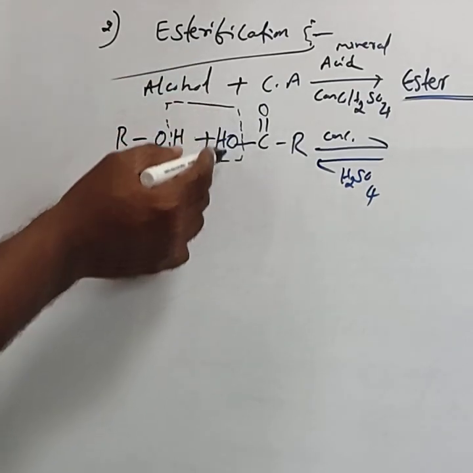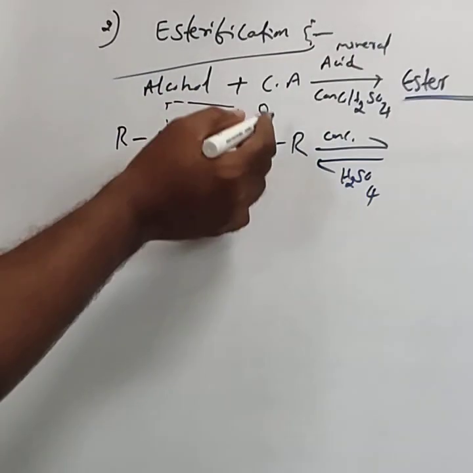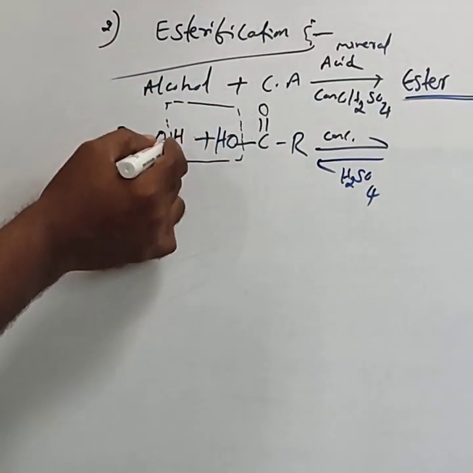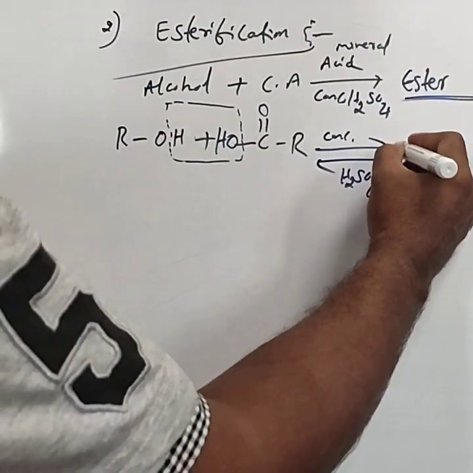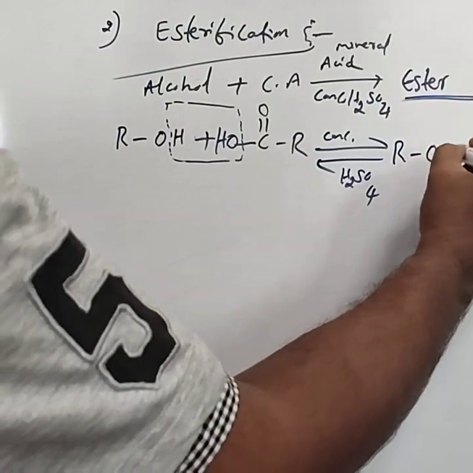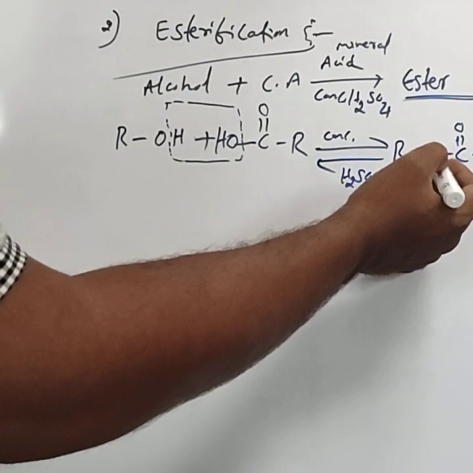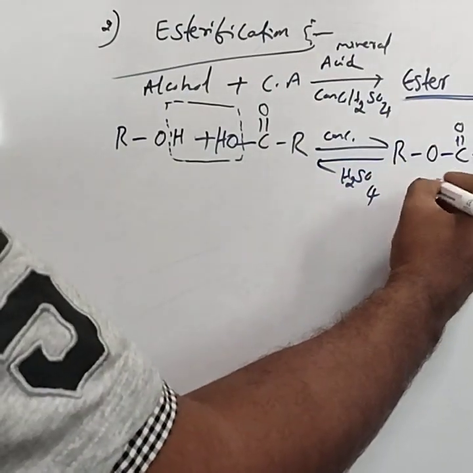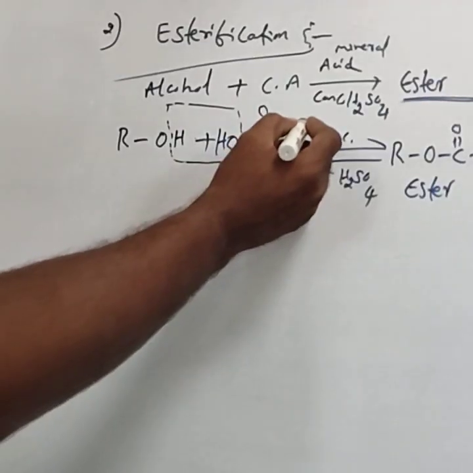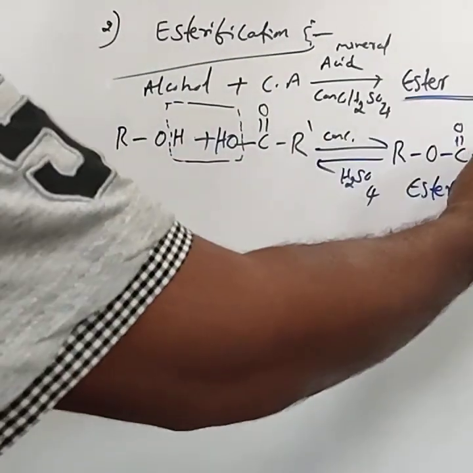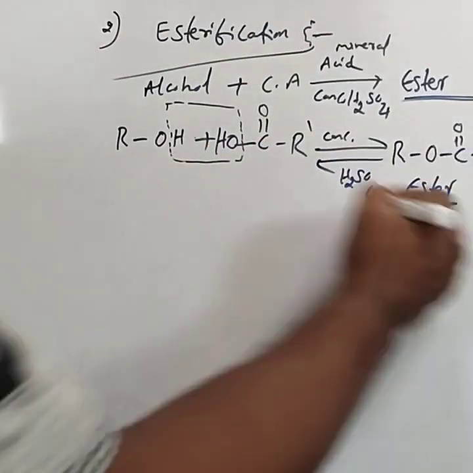That removal of the water takes place in such a way that the OH group from the carboxylic acid and hydrogen from the alcohol are removed. Then that results in the formation of RCOOR', commonly called an ester. Or you can take ROH and R'COOH, then you can consider RCOOR'. This is called an ester.